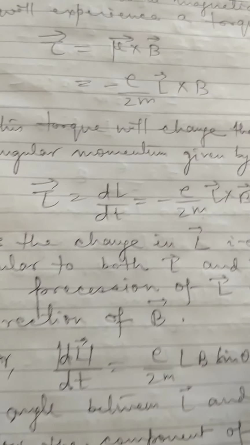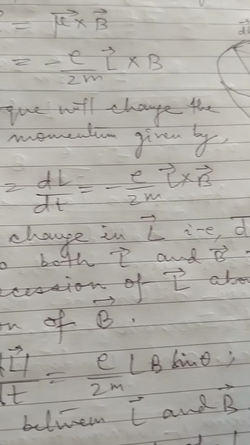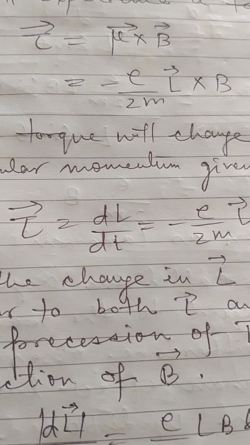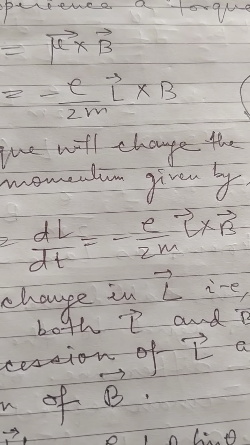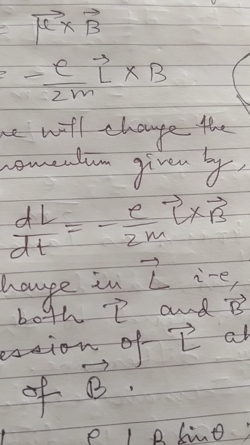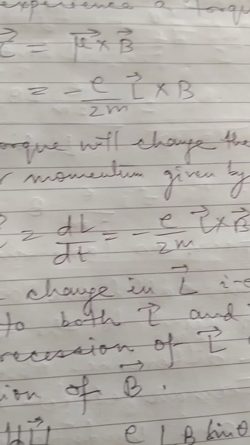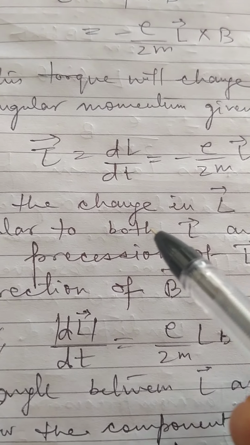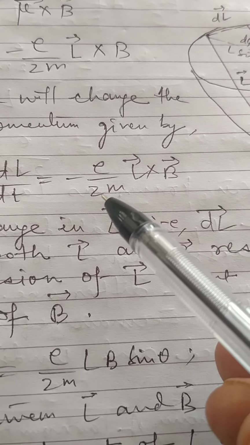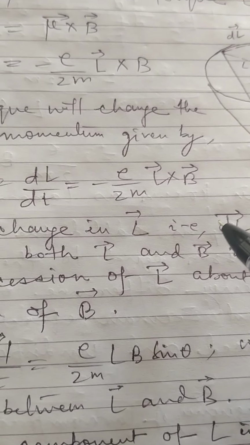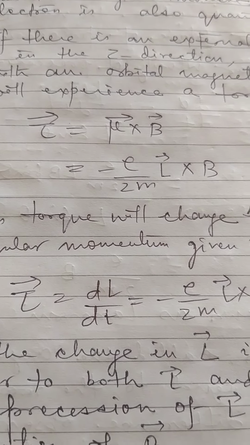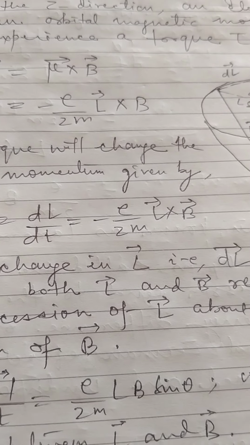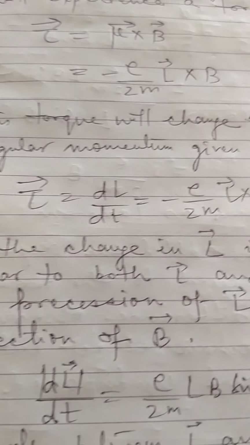So the torque will also change the angular momentum, because as in linear motion, in Newton's second law of motion, we see that the force changes the linear momentum. Similarly, the torque will also change the angular momentum, and that will be given by torque is equal to dL by dt, and that is equal to minus e by 2m L cross B. So dL by dt is also equal to minus e by 2m L cross B.